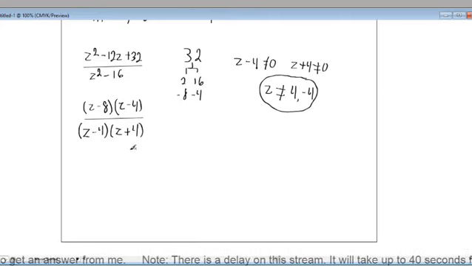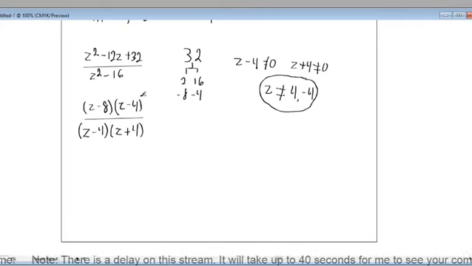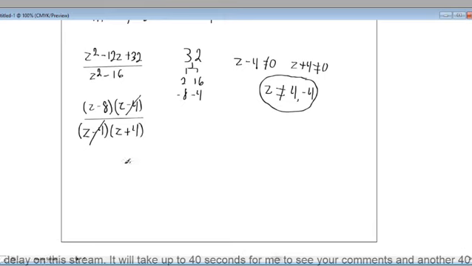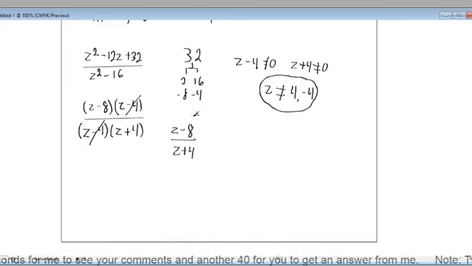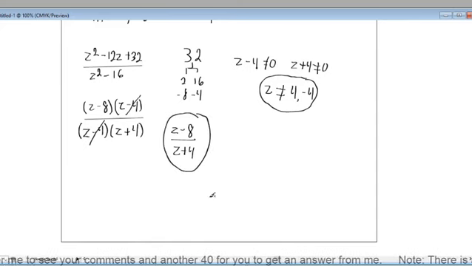So there's our excluded values right there. Okay, then for simplifying this thing, again, we need to find anywhere that we have common terms between top and bottom. So Z minus 4 and Z minus 4 are common. We can cancel those out, and we'll just be left with Z minus 8 over Z plus 4. And there's our simplified form. So there's the two parts of this question.